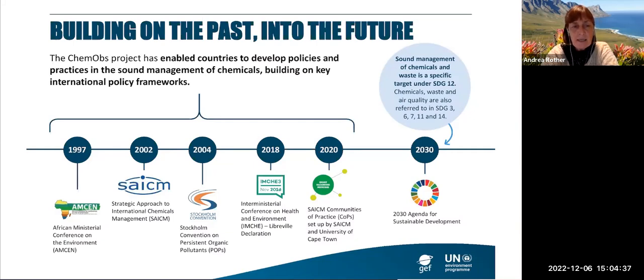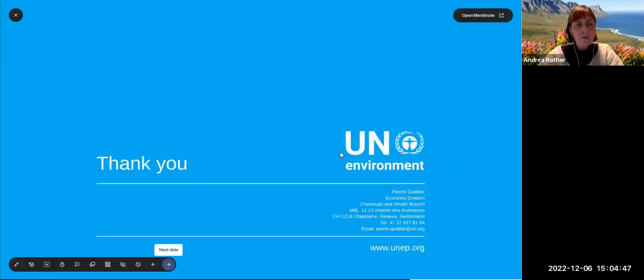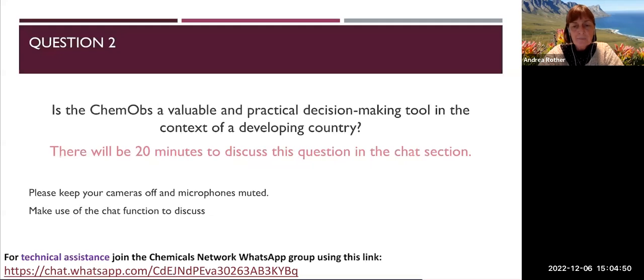So we have very little time for question 2, but if we could just have the question slide, please. And we have posted it in the chat already. If you can go ahead and respond to it, we will have some polls. But any questions you have for Pierre about the ChemOps program or the tools, please do post them. He will respond to those. And we're just wondering if you think it's a valuable and practical decision-making tool for countries. Would you be able to use it to make decisions and regulatory decisions about chemicals? So I'll see you in the chat and we'll go ahead and post our first poll.